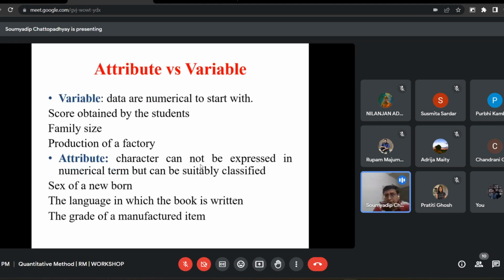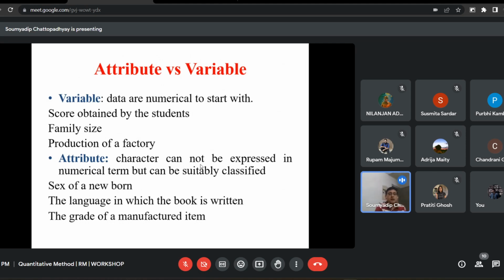Another distinction which is very important from the statistical sense is the distinction between attribute versus variable. Variables means the data which are numerical to start with. For example, scores obtained by a student, family size, production of a factory. All these are numeric, that means you can numerically represent this kind of data. So these are variables. However, there are certain other characters which are not expressed in numerical terms, but definitely you can classify them in a suitable fashion.